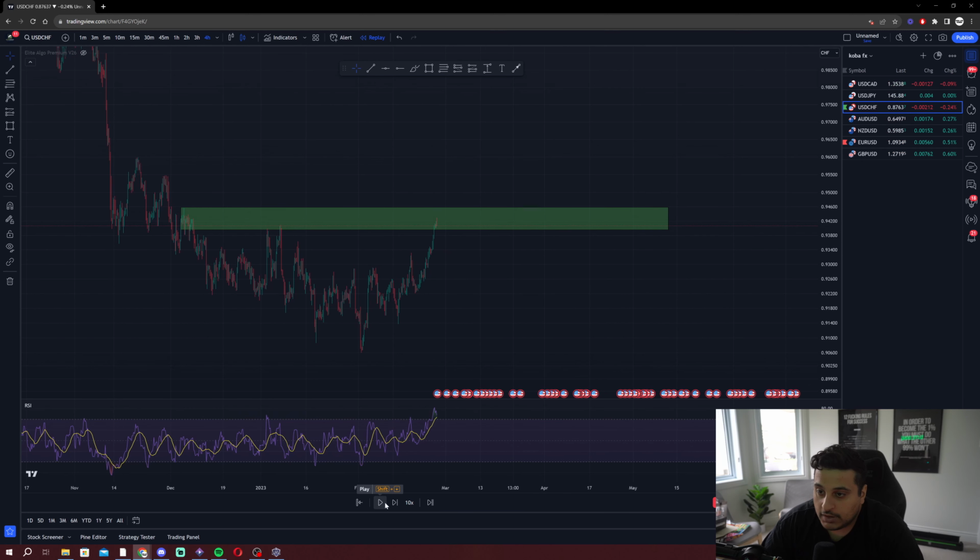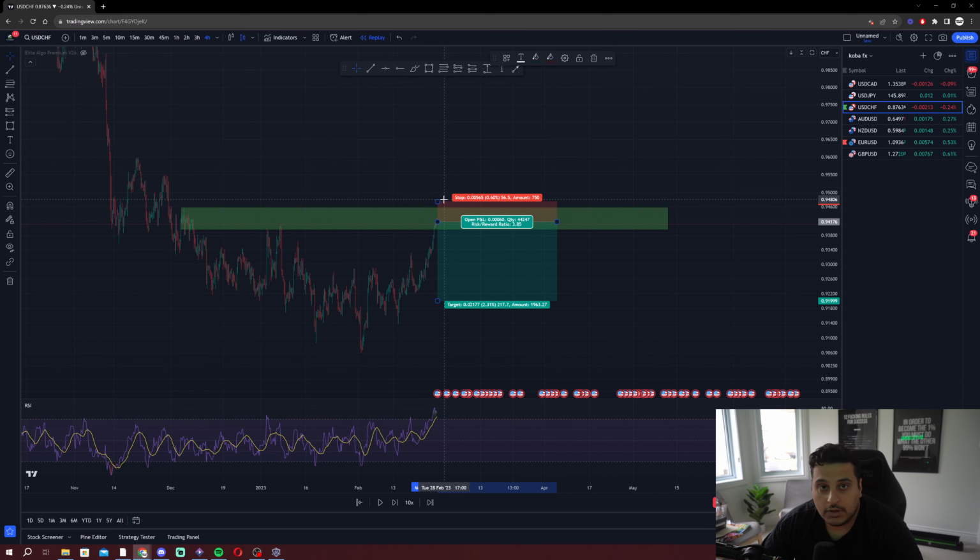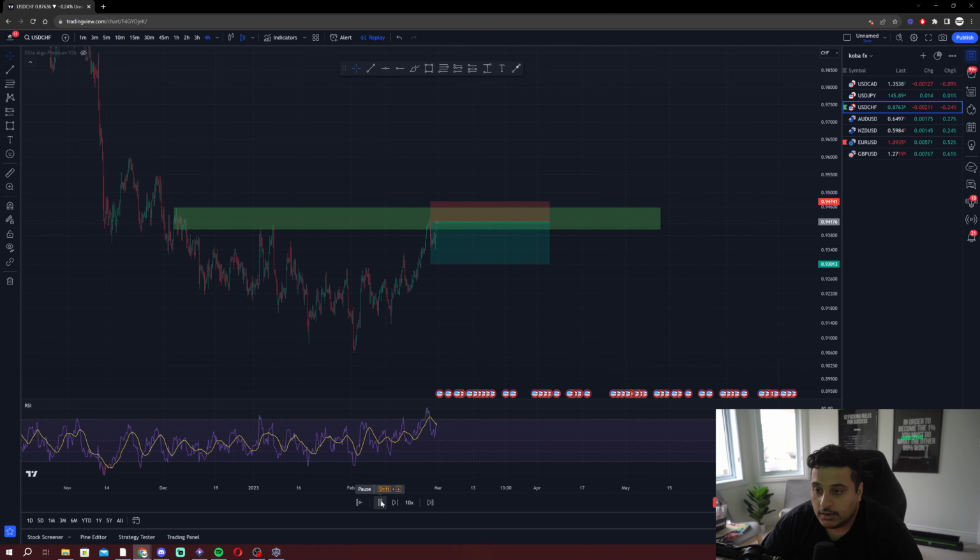So we can see the price came back up. We approached an overbought level. And then over here, we're just going to go short. Very simple. We want our stop loss behind the order block, behind the supply level. And again, we just want to target a 2-to-1 risk-to-reward ratio, just like this. And then we simply take that trade and see what happens.